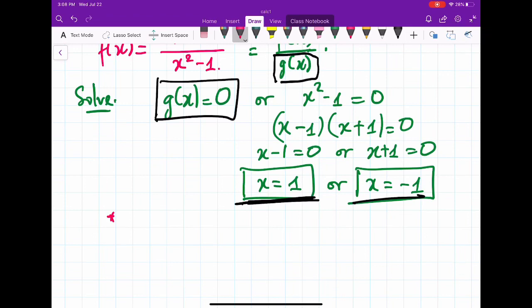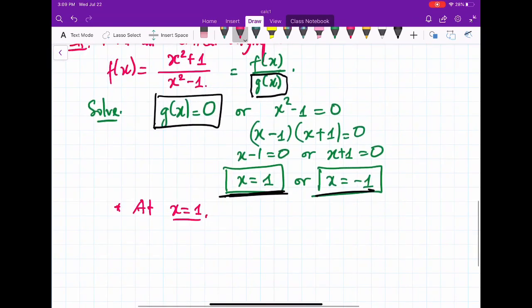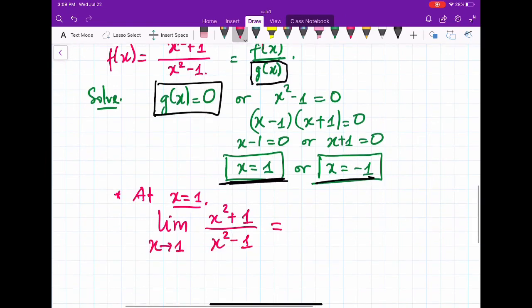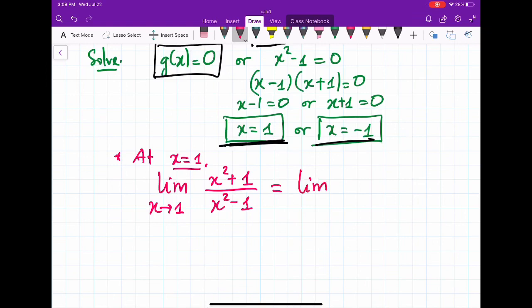I need to consider each point here. Let's say at x equal to 1. At x equal to 1, I need to consider the limit, okay? Because if the limit is not infinity, then we don't have a vertical asymptote. I have the limit of (x squared plus 1) over (x squared minus 1) as x goes to 1. So how do you think about this? The limit is (x squared plus 1) over (x minus 1)(x plus 1) when x approaches 1.